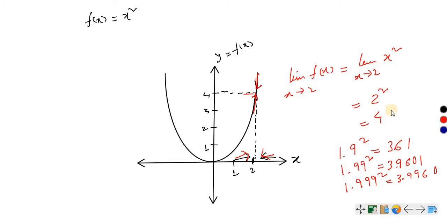Means you will be getting something approximately 3.9999 something. So that's why I'm directly writing 2, and we are getting the approximate value 4, when we take the limit of the function as x approaches 2. So this is how we find the limit of a function, and this is what a limit of a function means. I hope this is clear.